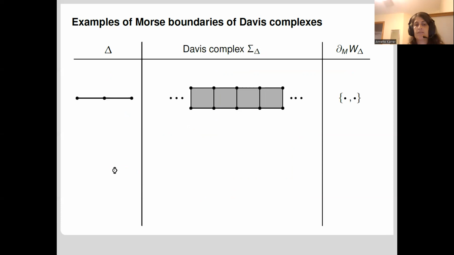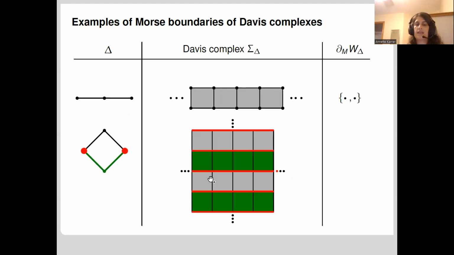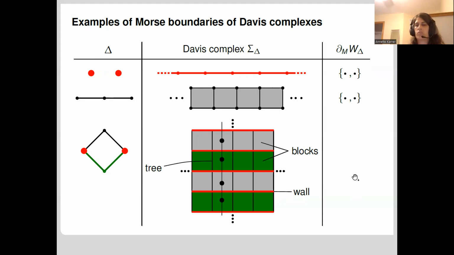Let's study the next example. Let's glue two paths together. Then we get a Davis complex which is isometric to the Euclidean plane. Again, we get a block decomposition where the blocks are isometric to the blocks we started with. The walls are isometric to the Davis complex of the intersection graph, which is just two single vertices here. And again, we see that the walls here do not contain Morse geodesic rays. And so we can apply our theorem. We started with two totally disconnected Morse boundaries and will now end up with a totally disconnected Morse boundary. And in this situation, it is just the empty set.